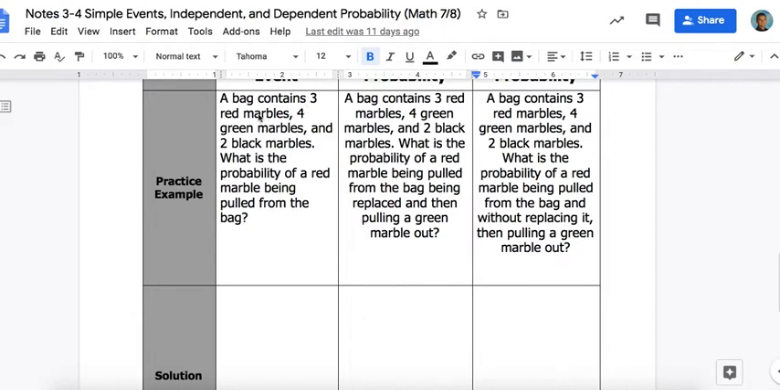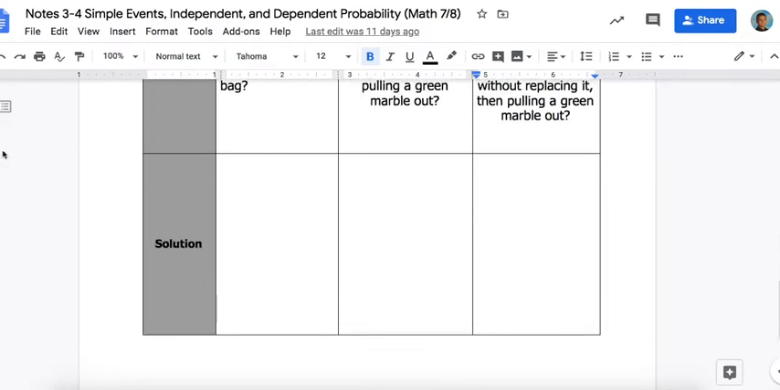So we have 3 red, and now we have to count these up. So we have 3 plus 4 plus 2, which is 9. So we are going to write probability as we have red, so that's 3, and we'll call T for total, so 3 out of 9. And we can draw our arrows here. And then we're going to simplify that. We always must simplify our fractions. So we're going to divide top and bottom by 3, and we get 1/3.